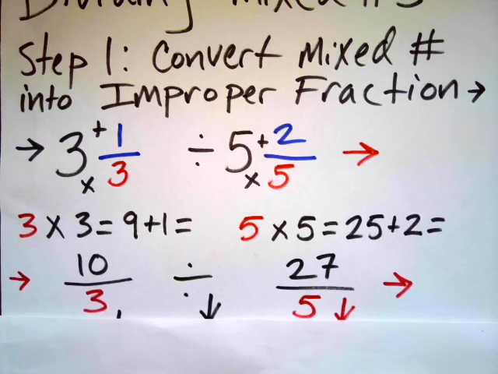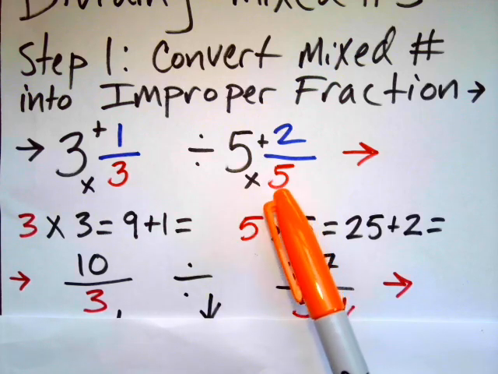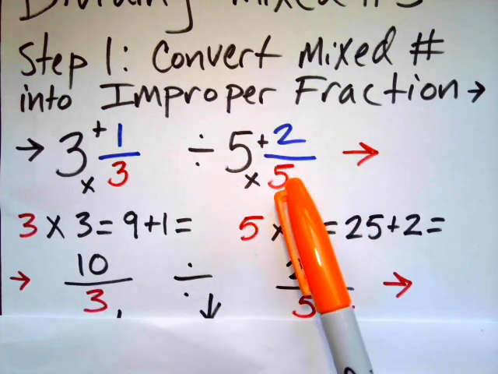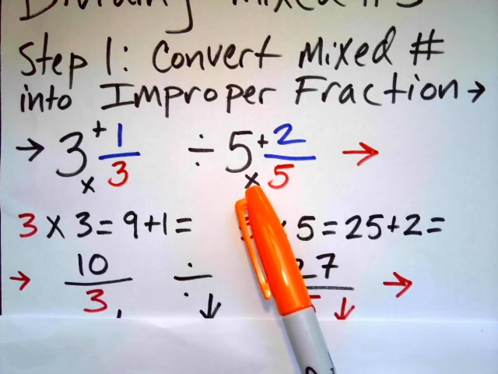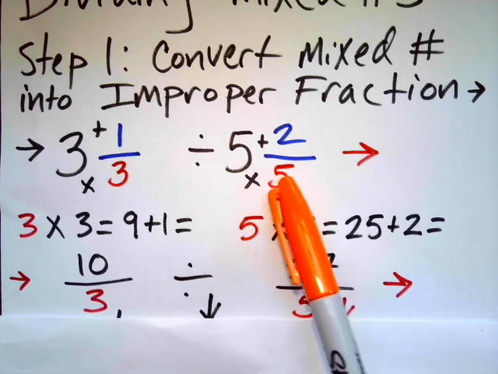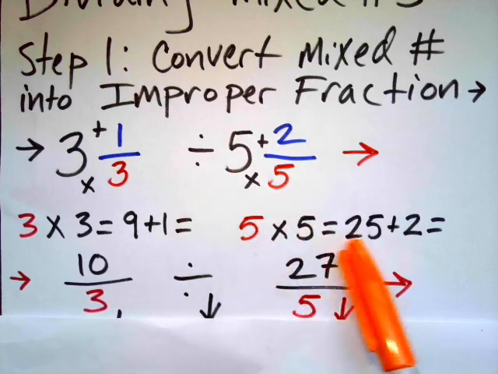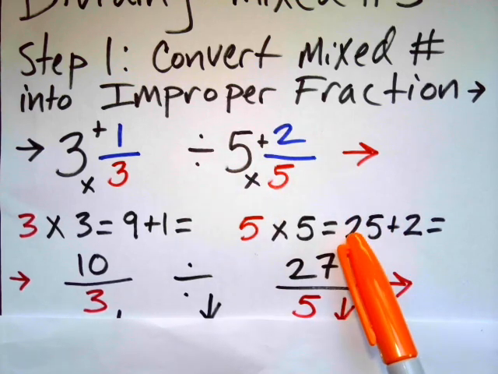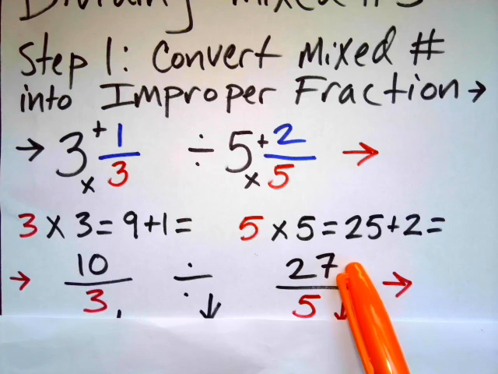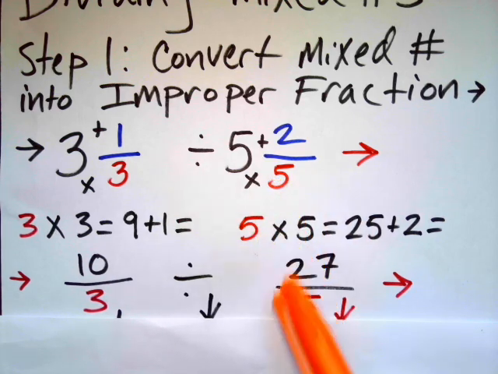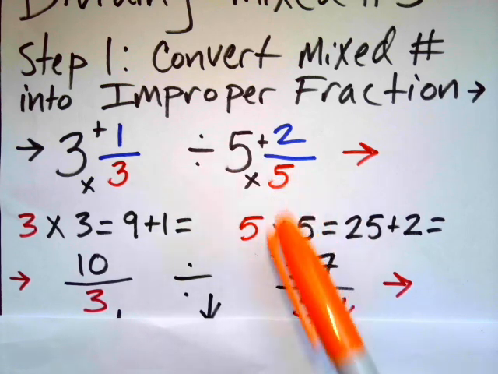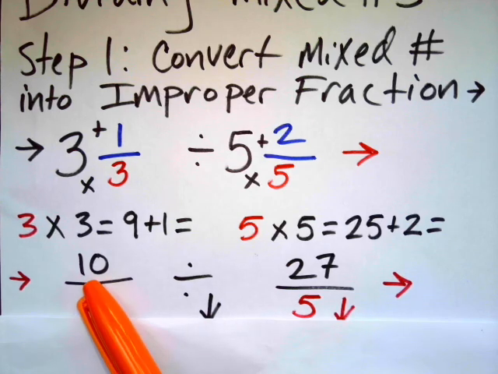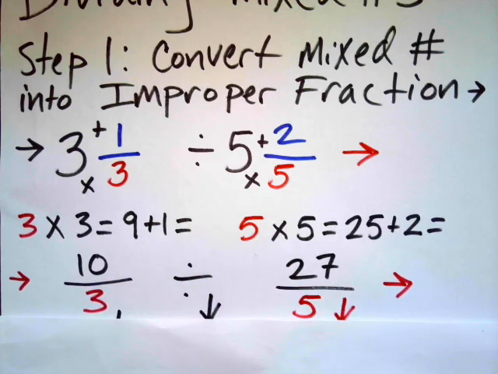You multiply top to top and bottom to bottom. So remember, in order to convert this to an improper fraction, we take the denominator, 5, times the constant. So 5 times 5 is 25. And then we're going to add the numerator, 2. So 25 plus 2 is 27. Remember, that denominator stays the same. Now we're ready to keep, change, and flip.